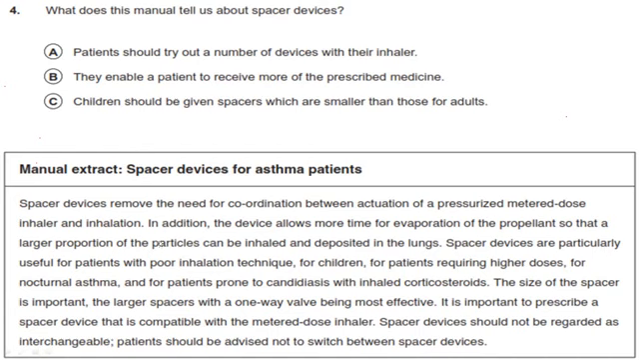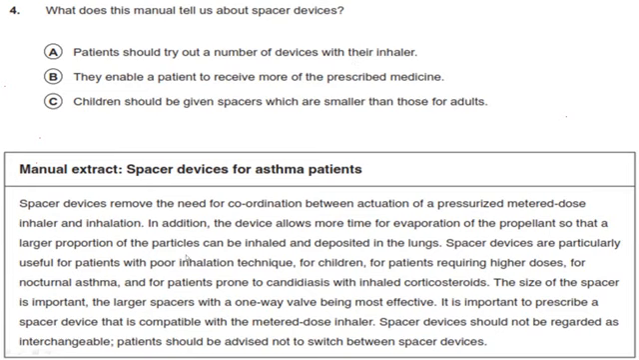Okay. So from my point of view, I think it's B, starting from "in addition" till "corticosteroids." All these three or four rows are telling us that the spacer enables a patient to receive more of the prescribed medicine. Is it right? Yes, sir. Okay. And what about answer A? Patients should try out a number of devices with their inhaler.